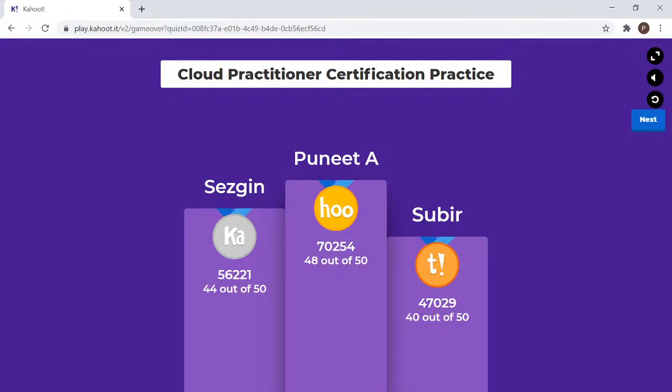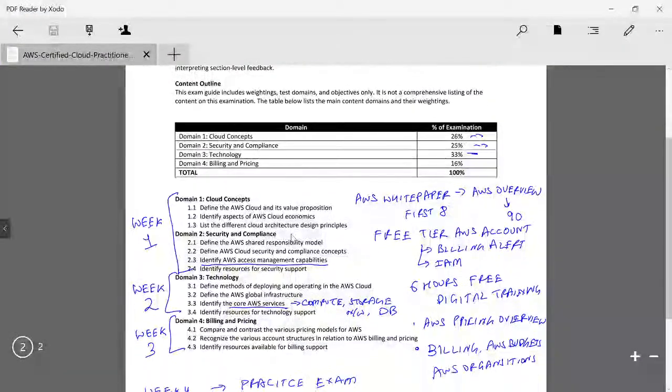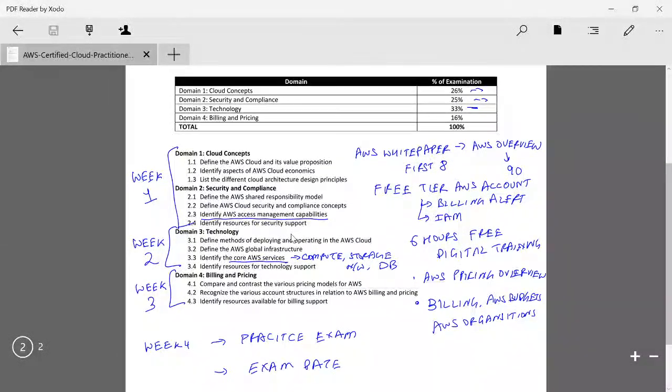So for the 4 week learning path, as we have some time, probably I can go through the learning path again with everyone. Let me show that. So as we say, we created a 4 week learning path, and there are four domains. The first domain is cloud concepts. Second is security and compliance. Third is technology, and fourth is billing and pricing.